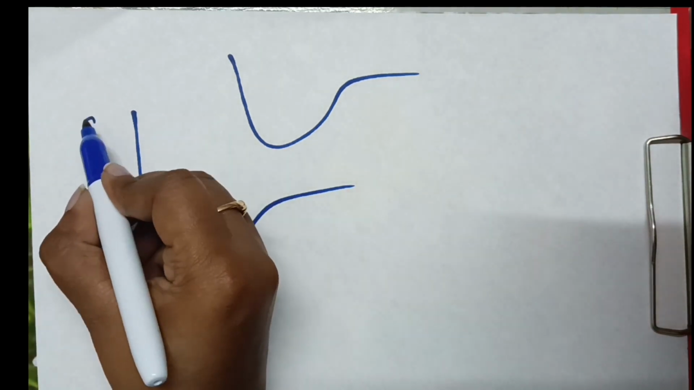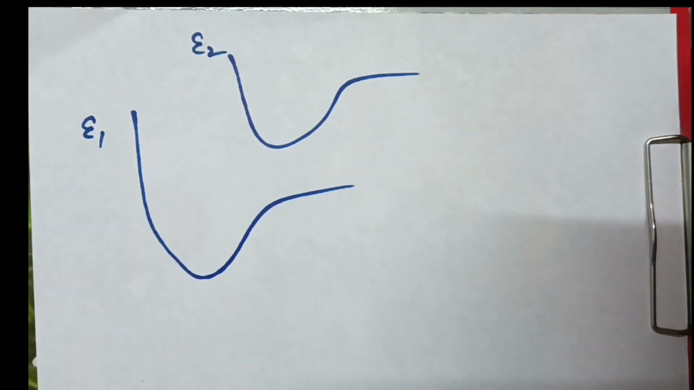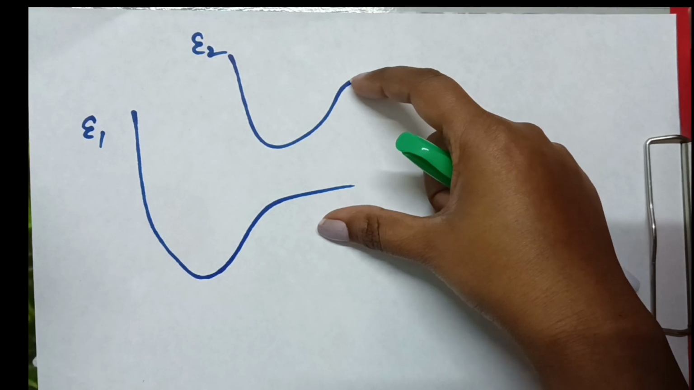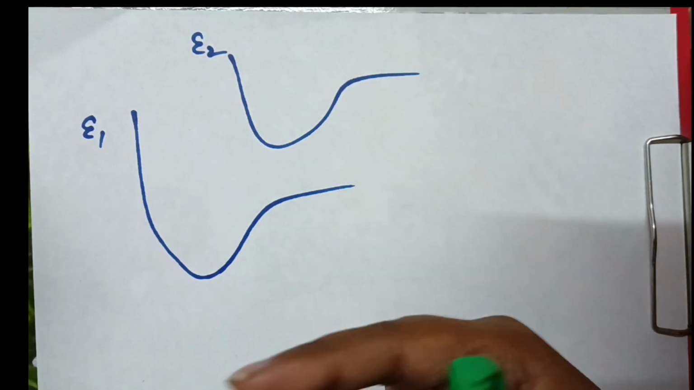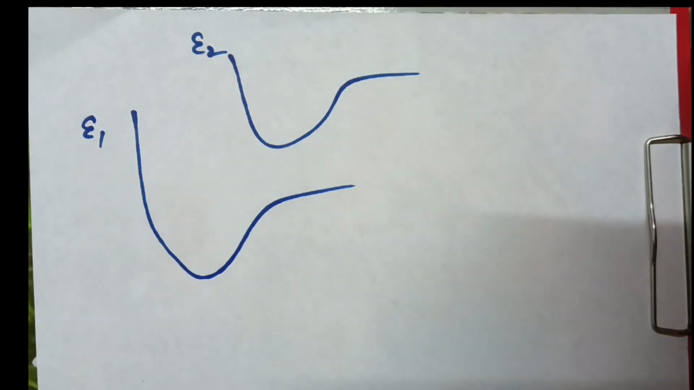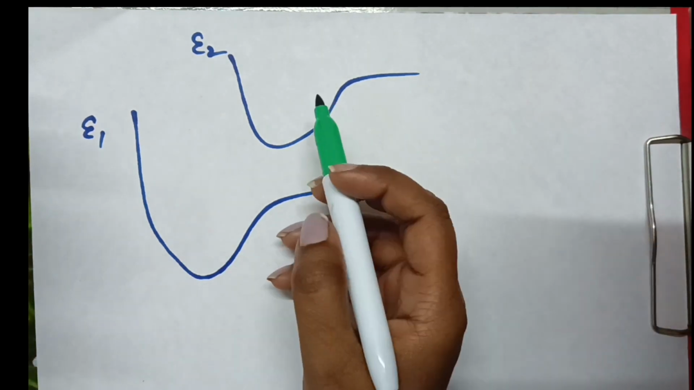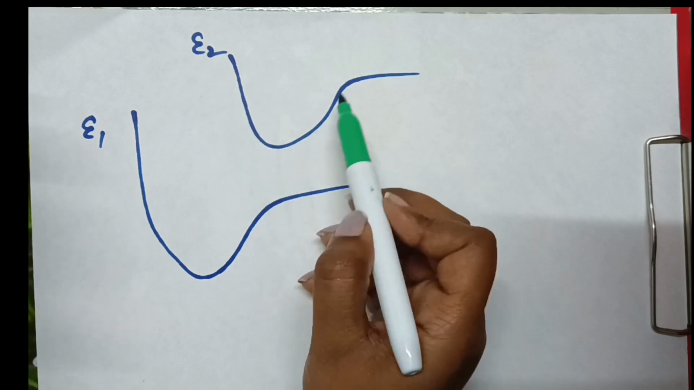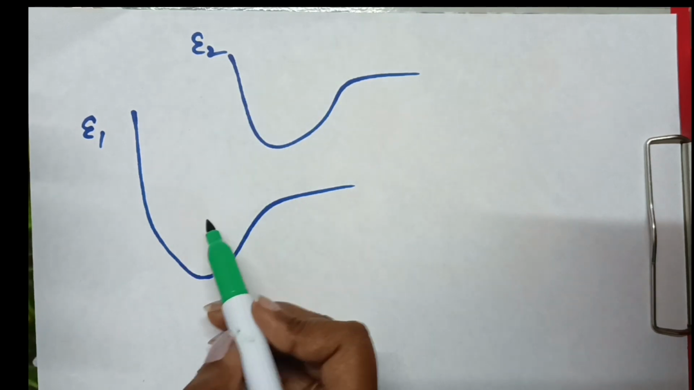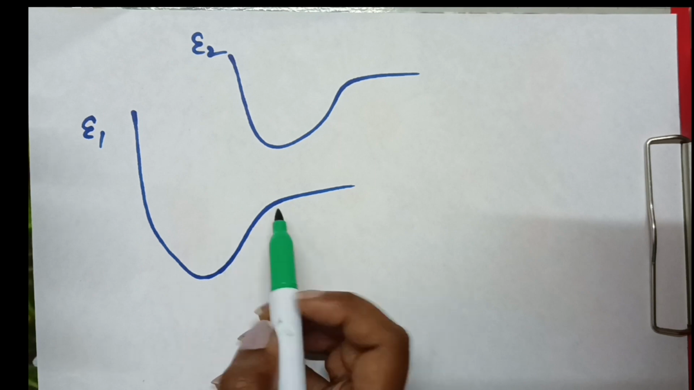These two energy levels, E1, E2, are the two energy levels for UV transitions, right? In between these two energy levels, there will be vibrational as well as rotational energy levels. This is E2, this is E1.